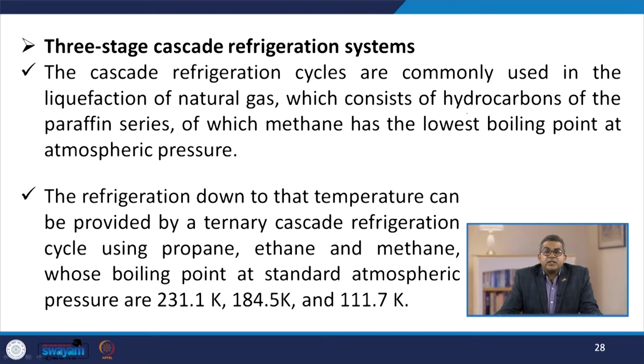The cascade refrigeration cycles are commonly used in the liquefaction of natural gas, which consists of hydrocarbons of the paraffin series, of which methane has the lowest boiling point at atmospheric pressure. The refrigeration down to the required temperature can be provided by the ternary cascade refrigeration cycle using propane, ethane and methane, whose boiling points at standard atmospheric pressure are 231.1 Kelvin, 184.5 Kelvin and 111.7 Kelvin respectively.